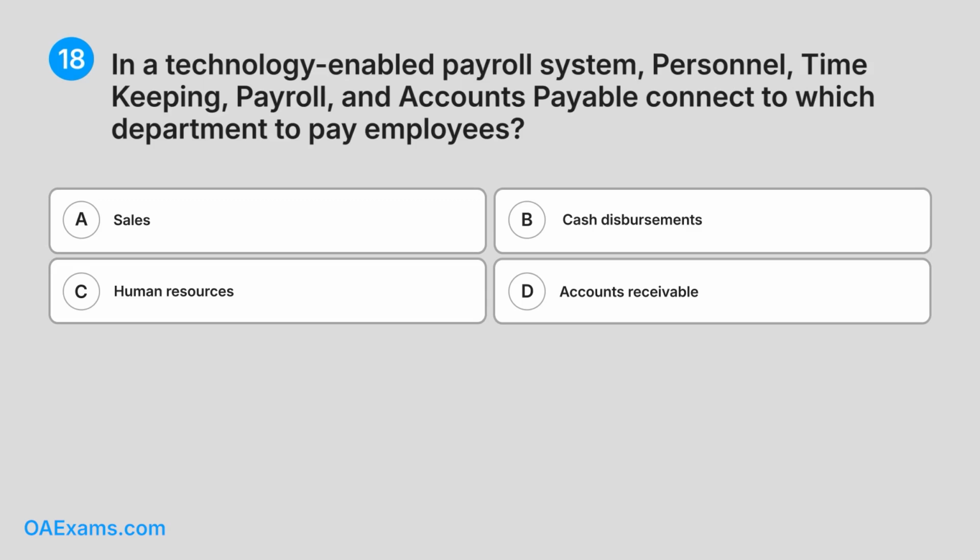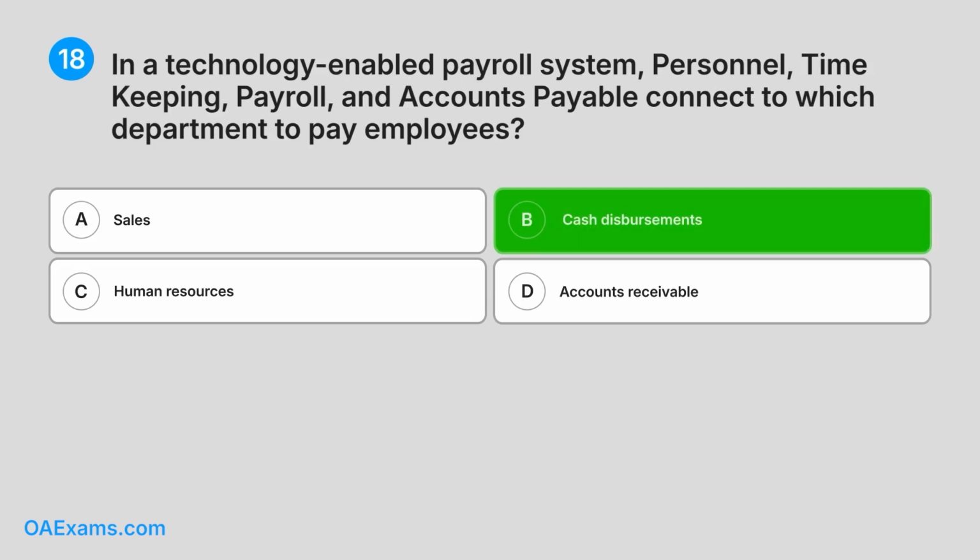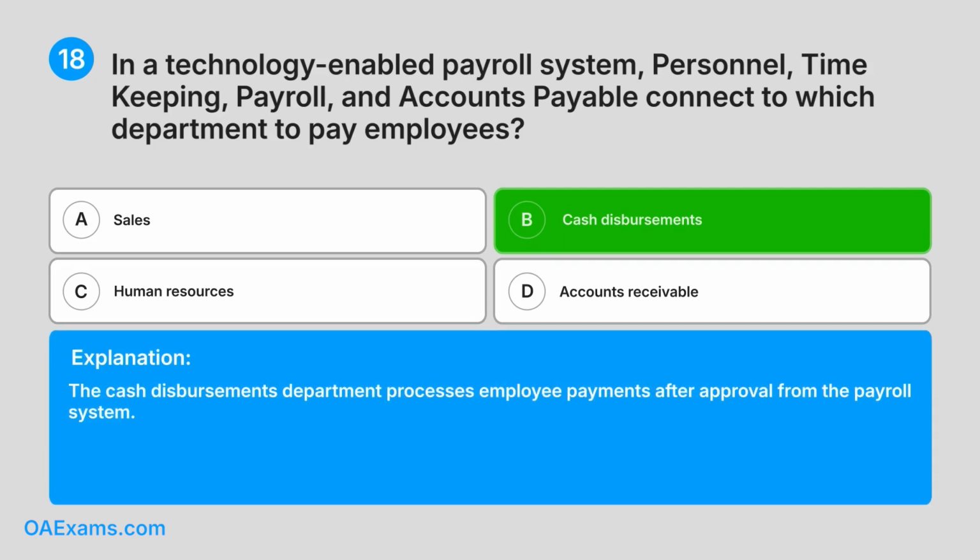Correct answer. B. Cash disbursements. Explanation. The Cash Disbursements Department processes employee payments after approval from the payroll system.